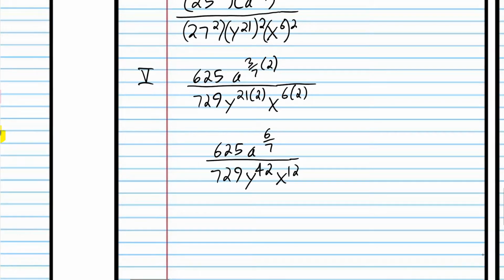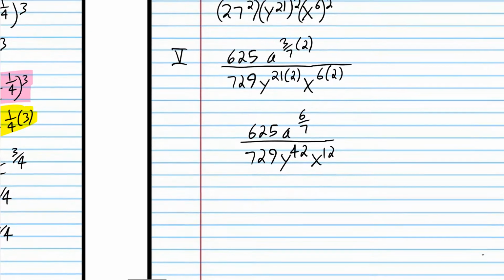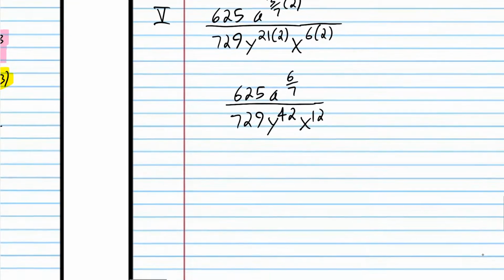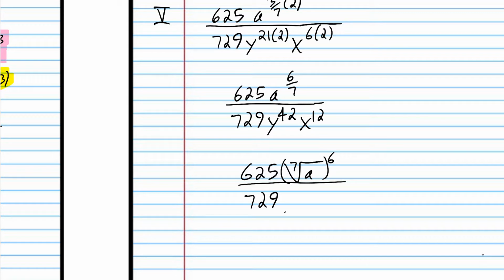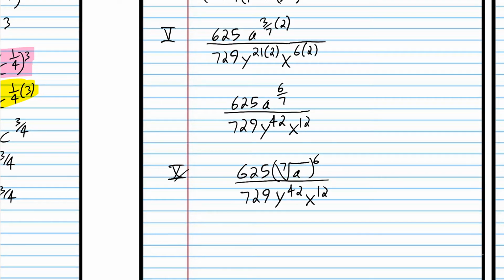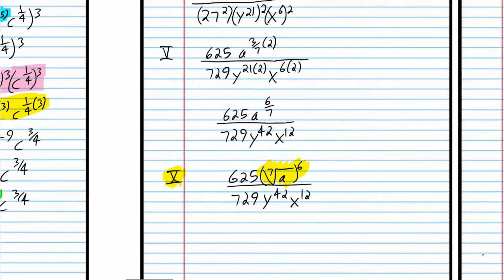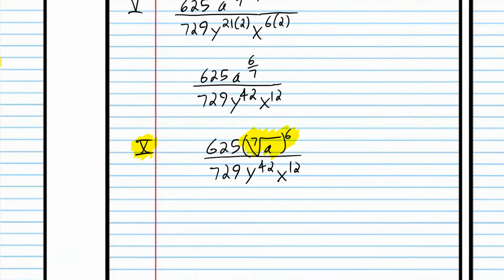So at this point we're almost done. It's just we have a fraction exponent. We're not allowed to have fraction exponents. And let's see here. We have 625, and that's going to be the 7th root of a, all raised to the 6th power, over 729, y to the 42nd power, x to the 12th power. So that was rule number 10. Okay, so that was again a problem where we had to deal with fractions. So that looks correct, and let's rectangle the final answer.